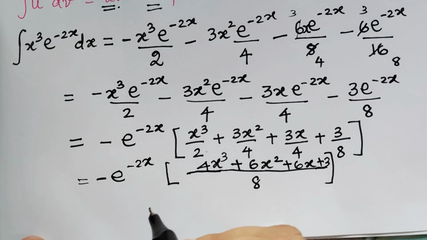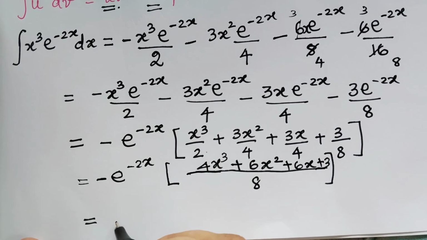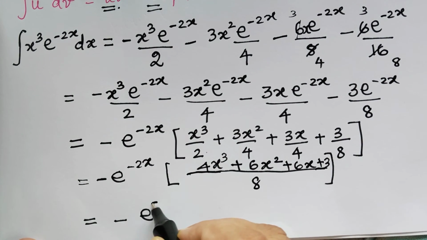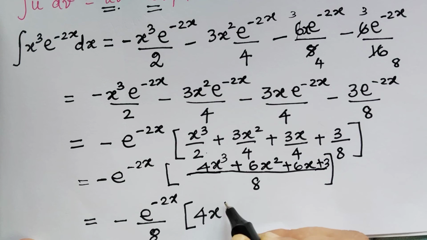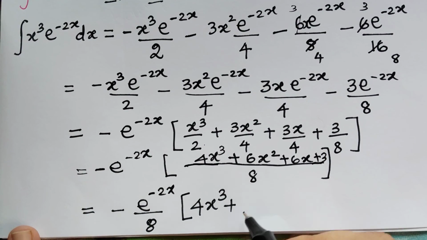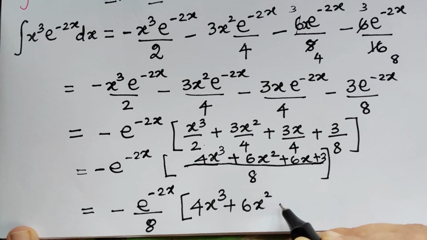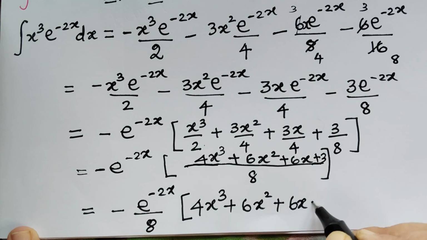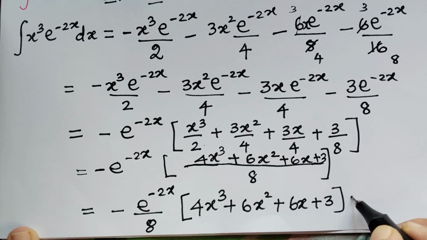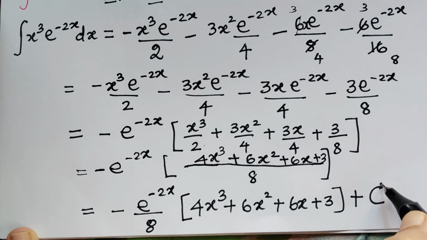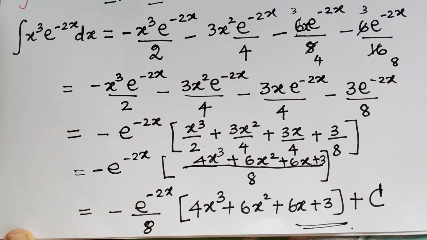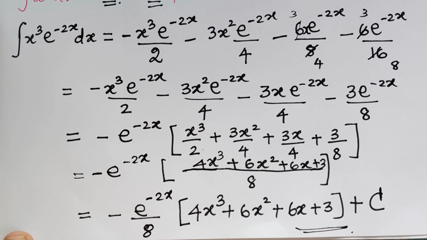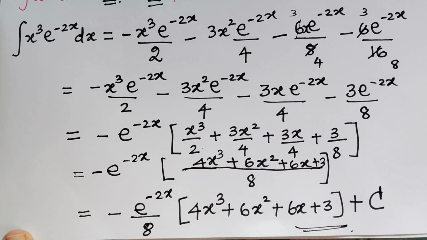Therefore, rewriting this in a proper manner, we get negative e to the power minus 2x divided by 8 multiplied with 4x cube plus 6x square plus 6x plus 3, and we have to add the constant of integration c. So this is the required solution. Therefore, we have evaluated the given integral by using Bernoulli's formula.